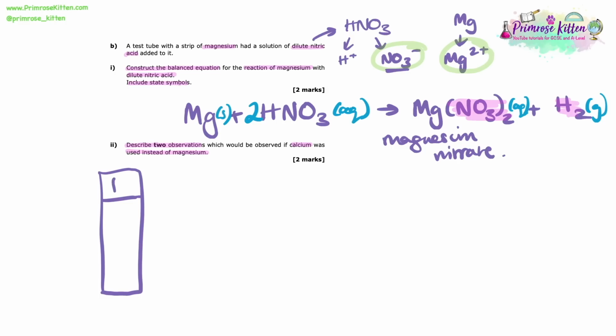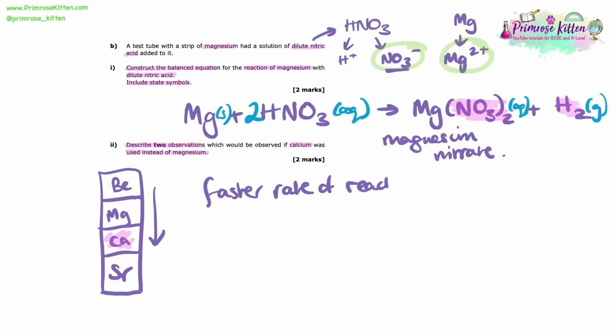As you can see, calcium is below magnesium in the periodic table. Now what this means is that calcium is going to be able to lose its 2 electrons much more easily than the magnesium, because they're further away from the nucleus, and therefore there's a weaker attraction. This means that calcium is going to react more quickly than the magnesium will, because it's more reactive.